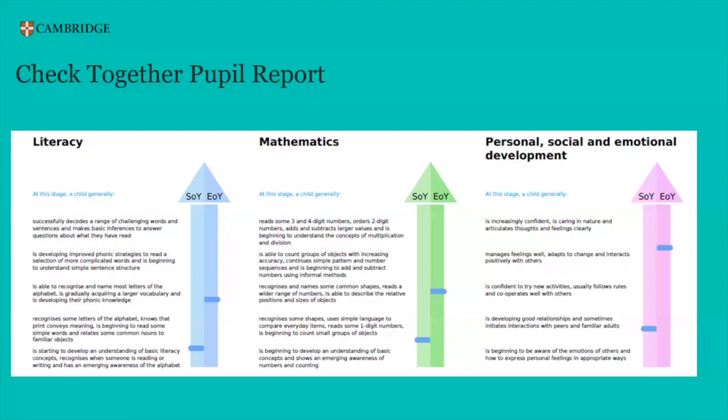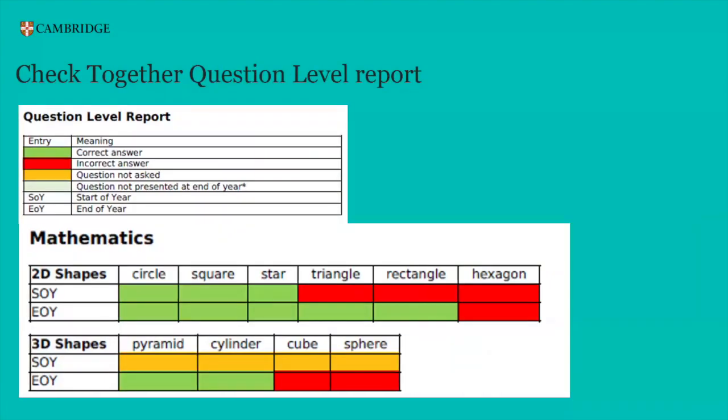And the ones up the top are much more complicated. So you can see the progress the child has made in literacy, in maths, and in personal, social, and emotional development over the time that they were in school with you. Can we move on to the next slide, please, Philippa?